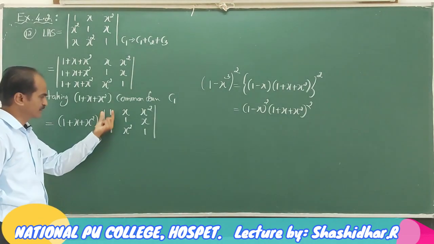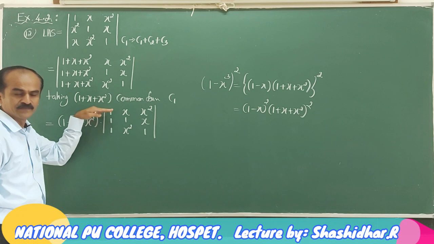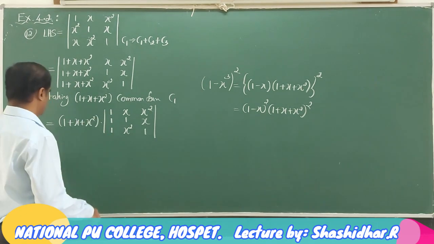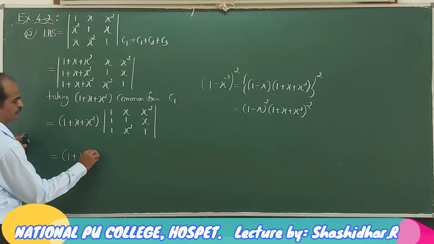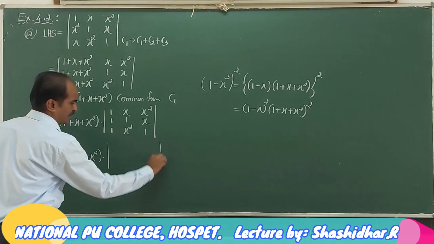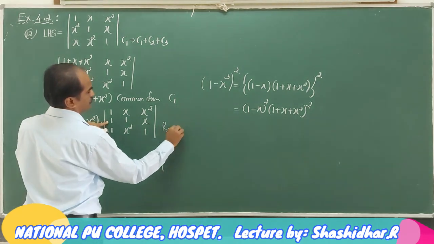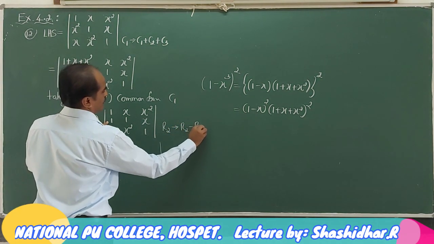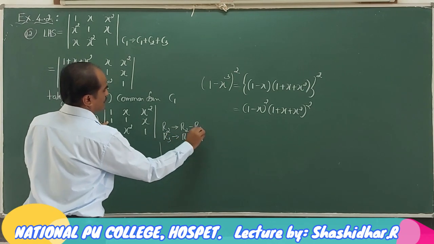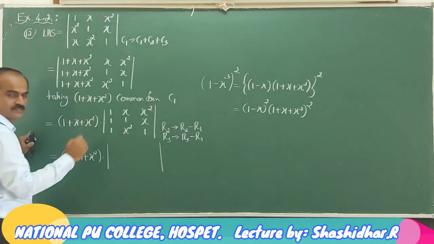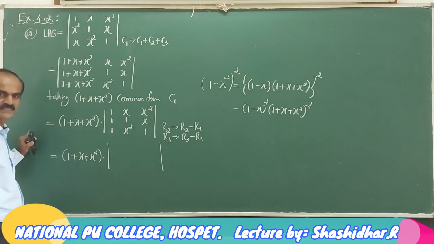Now again notice the first column entries. They are all 1. What next? Definitely row wise subtraction. So it is 1 plus x square into the determinant. Here R2 changes to R2 minus R1, R3 changes to R3 minus R1. I write. Not only do we get two zeros, as well you will get the factor either 1 minus x or 1 plus x square. That is guaranteed.